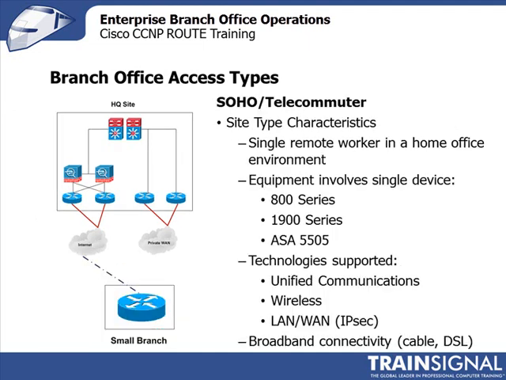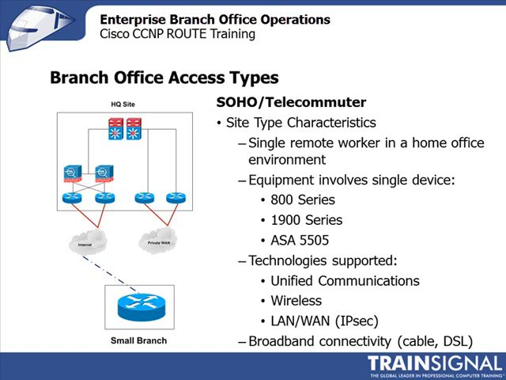So to begin with, as we mentioned, the SOHO or telecommuter. This is typically a single remote worker in a home office environment. And the type of devices that are used there can be very simple. It can be an 800 series router, which can do a great number of things for a home office environment. There's a variety of ways to do that. There's also the Cisco Virtual Office, where the configuration for that device can actually be pushed from the headquarters. It's way beyond the scope of what we're going to talk about, but a very helpful enabling technology.